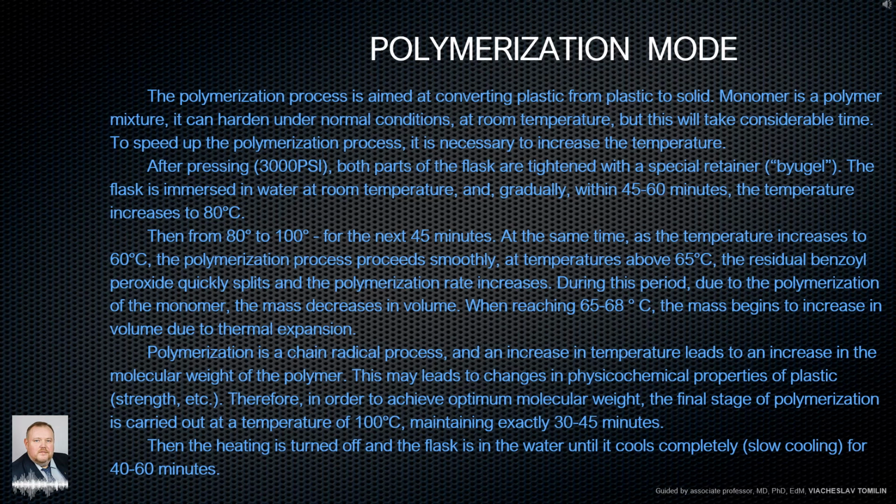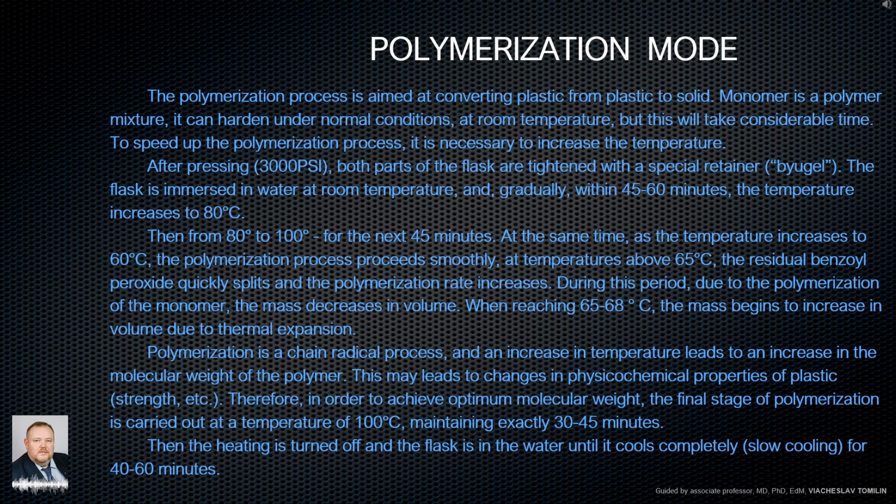Polymerization mode. The polymerization process is aimed at converting plastic from plastic to solid. Monomer is a polymer mixture. It can harden under normal conditions, at room temperature, but this will take considerable time. To speed up the polymerization process, it is necessary to increase the temperature. After pressing, 3000 psi, both parts of the flask are tightened with a special retainer. The flask is immersed in water at room temperature, and, gradually, within 45 to 60 minutes, the temperature increases to 80 degrees Celsius. Then, from 80 degrees to 100 degrees, for the next 45 minutes.